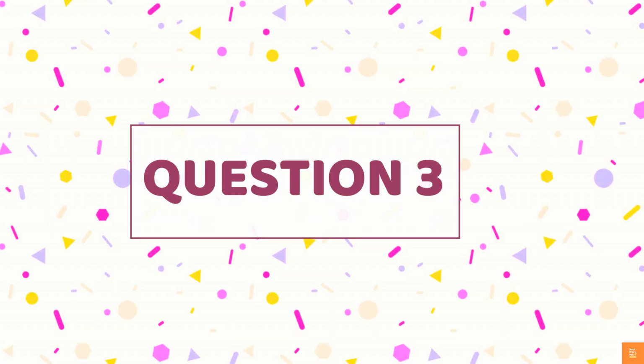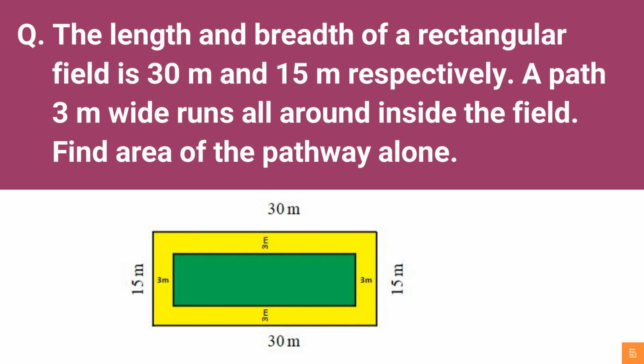Question number 3. The length and breadth of a rectangular field is 30 meter and 15 meter respectively. A path 3 meter wide runs all around inside the field. Find area of the pathway alone.